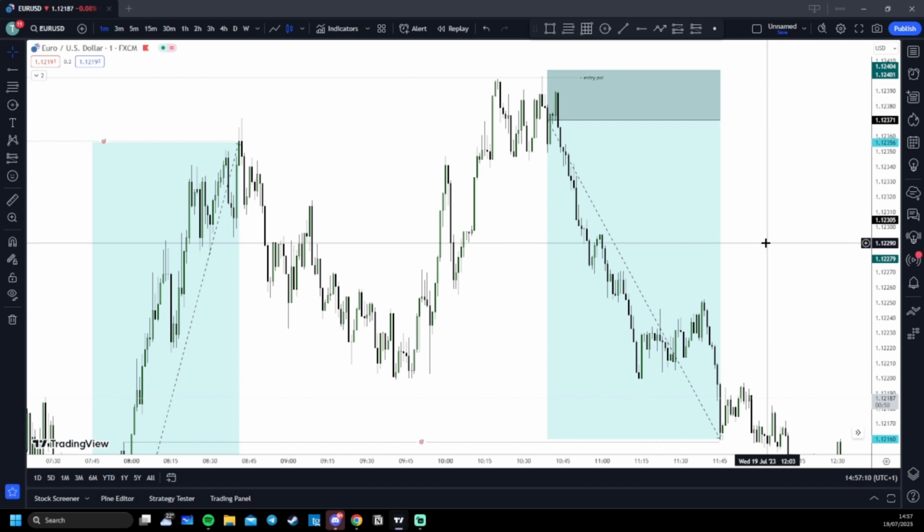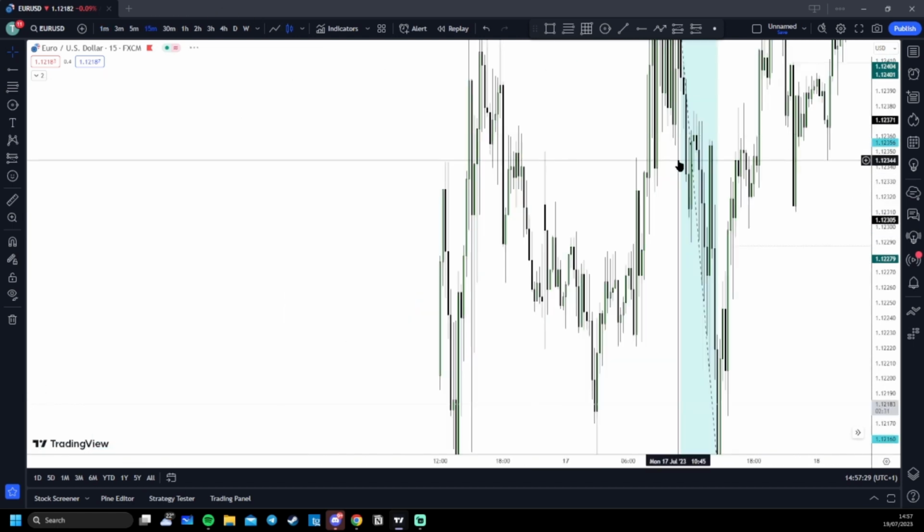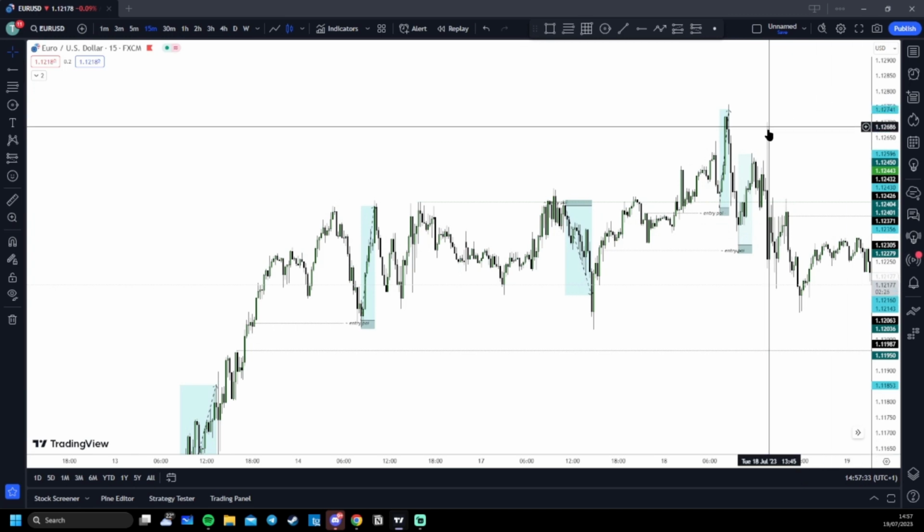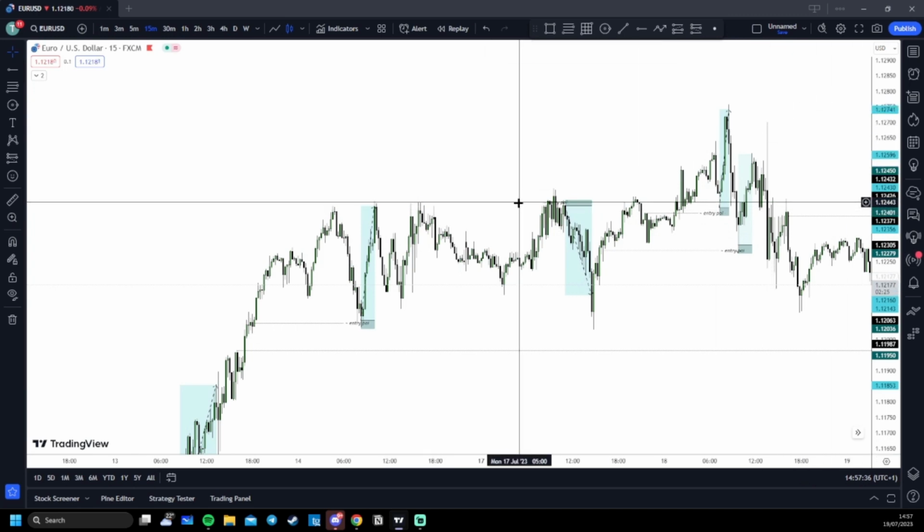Yeah, I guess. But for me, I feel like I choose the wrong POIs to begin with. I just always get in at manipulation points. How do you get a better idea of which one will actually have the move off? So obviously, like I said, in session opens and stuff like that, you're always looking for some sort of liquidity.